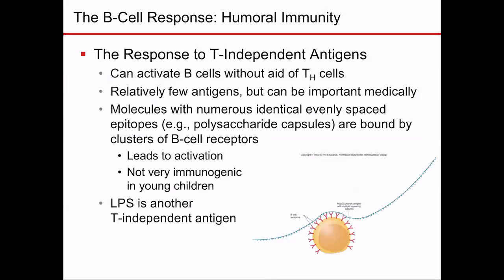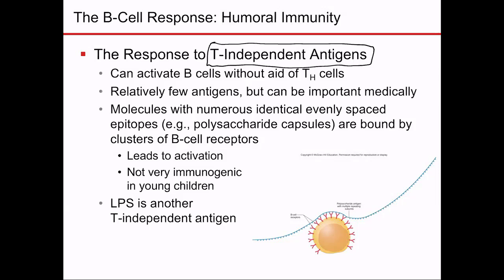Now, I mentioned to you that sometimes there are antigens that we call T-independent antigens that do not require the help of the T cells, the T helper cells, the CD4 positive T cells. These T-independent antigens elicit antibody production by B lymphocytes without that T lymphocyte involvement.